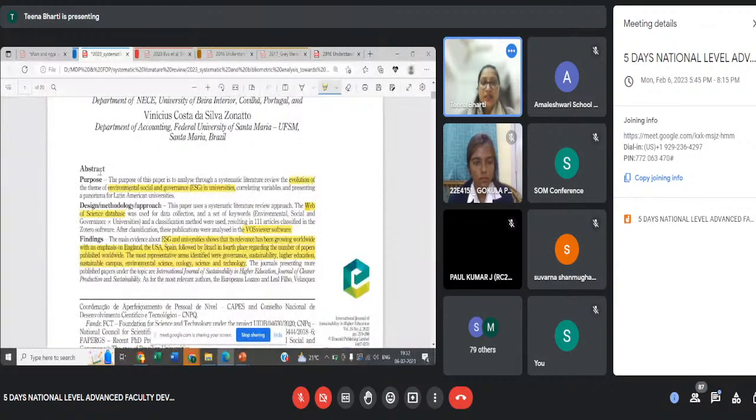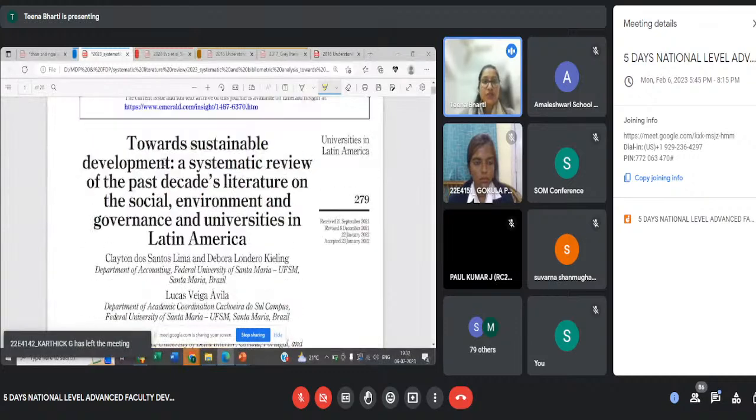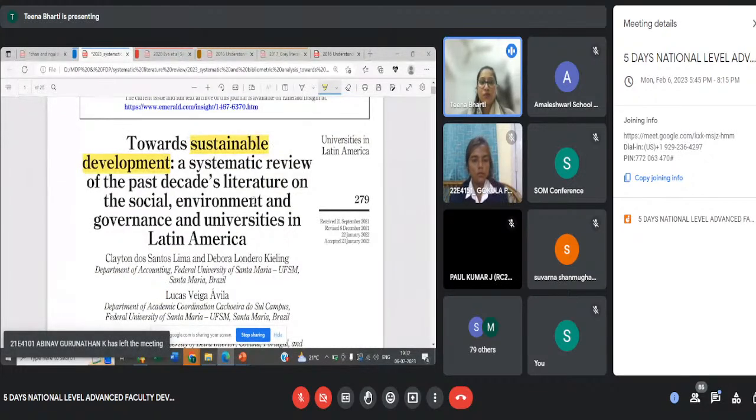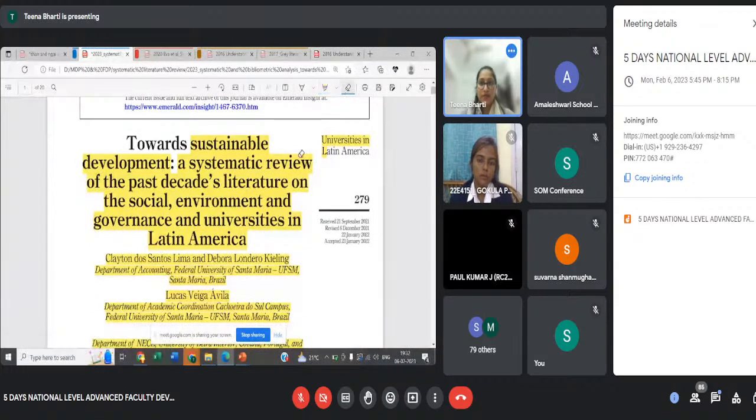So when I looked at this, the first thing that came into my mind was that, okay, this is an article which is talking about sustainable development. This is something related to systematic review, and I am also doing the systematic review only. So this is scanning.